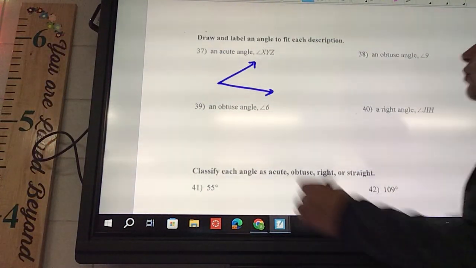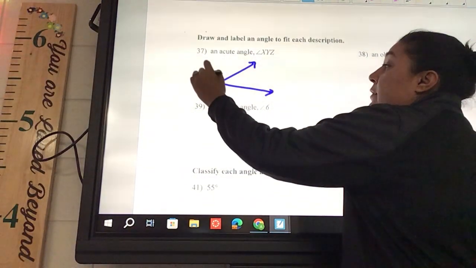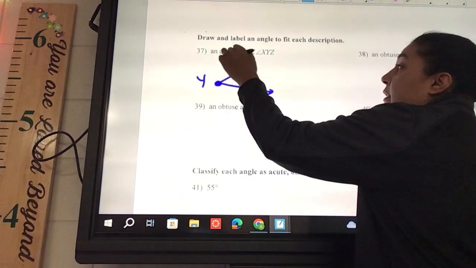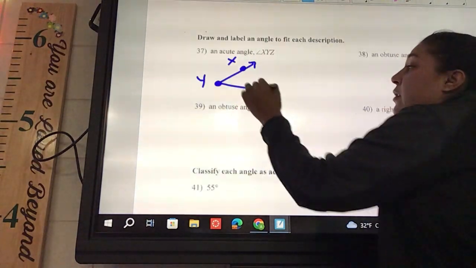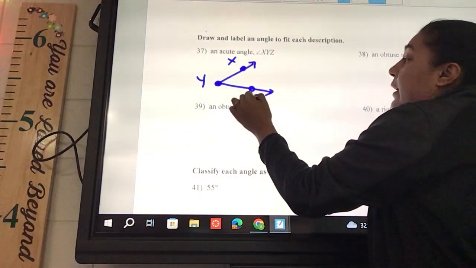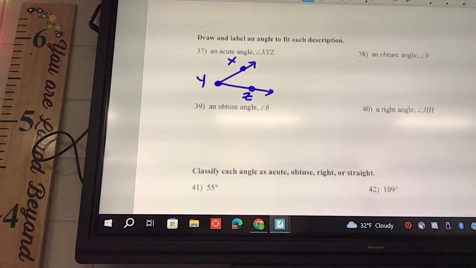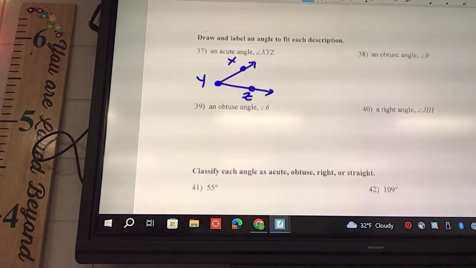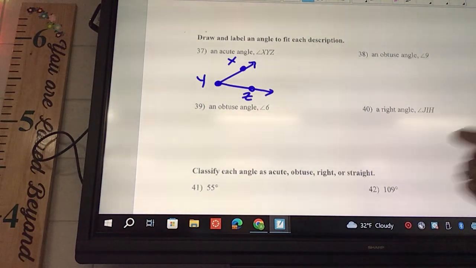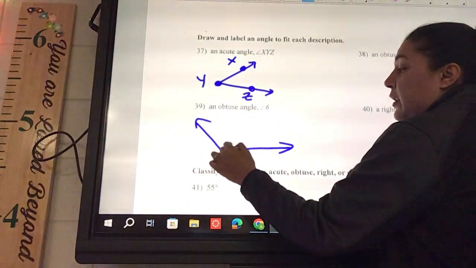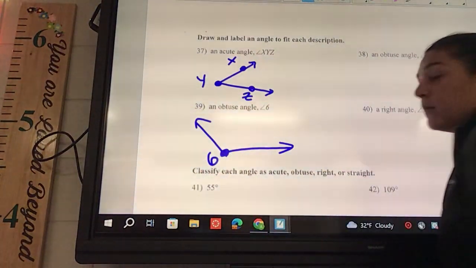Okay, the one in the middle or the Y. This has to be the vertex. The other ones could be XZ or ZX, it doesn't matter. But it should look like a smaller angle, like an acute angle. And obtuse looks large and wide. And we need to call this one 6.